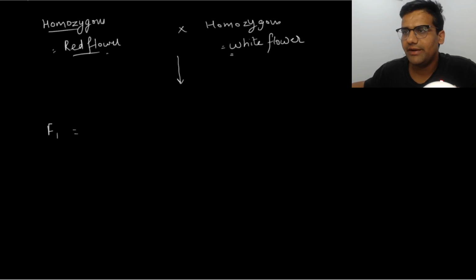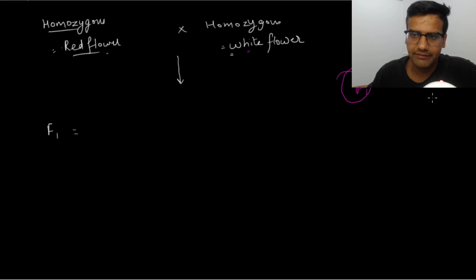He was expecting to get either the red flower or the white flower in the F1 generation. The expectation was either red flower or white flower he will be getting in F1 generation. So this is the expectation, and with this expectation he did the cross.